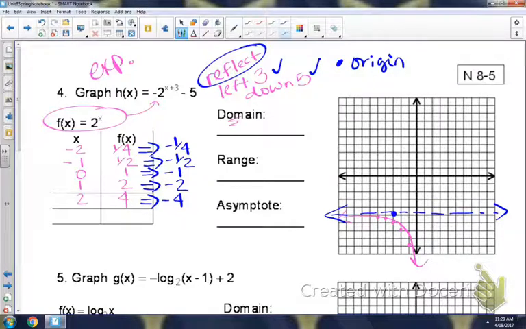All right, your domain. Notice it's continuous both ways. So your domain of any exponential that we're looking at is going to be all real numbers every time. Your range, if you look at the y-axis, it's everything below 1, 2, 3, 4, 5. So y is going to be less than negative 5. We have a horizontal asymptote at y equals negative 5.